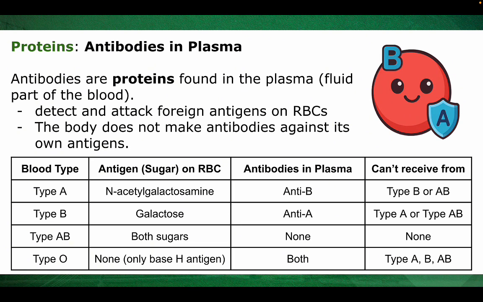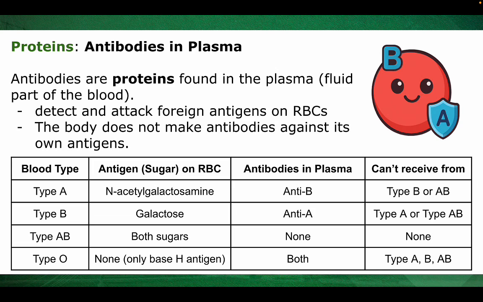Type AB is special because it has both A and B antigens on the cells but no antibodies in the plasma. That's why AB is called the universal recipient. Type O is the reverse. It has no antigens on its red blood cells, but both anti-A and anti-B antibodies in its plasma. So now you can see how these antibodies help keep our blood system specific and safe from mixing incompatible types.